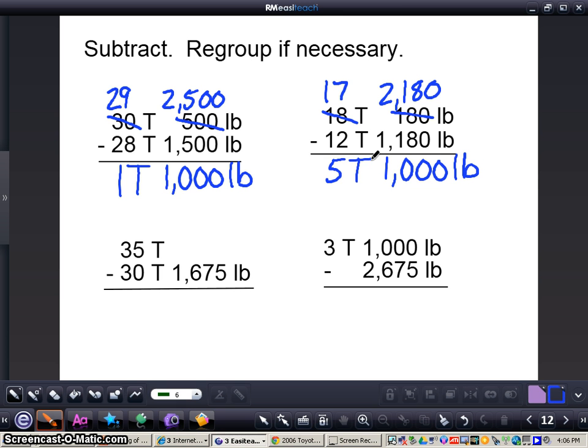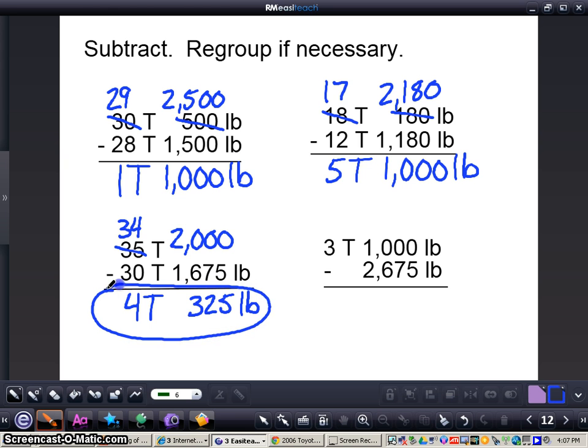Now what I want you to do is write 35 tons minus 30 tons, 1,675 pounds. I want you to write that one out in your math journal, and then we'll complete this problem together. Okay, so first of all, we're trying to take 1,675 pounds away from 0. You cannot do that, so we're going to have to regroup, change that 35 to a 34, bring the 2,000 over. Okay, now we're going to subtract 2,000 minus 1,675, and that gives me 325 pounds. Okay, now we can subtract 34 minus 30. That gives me 4 tons for my final answer. 4 tons, 325 pounds.